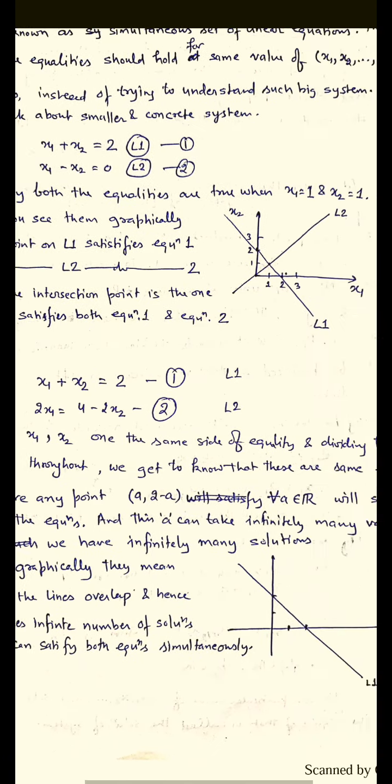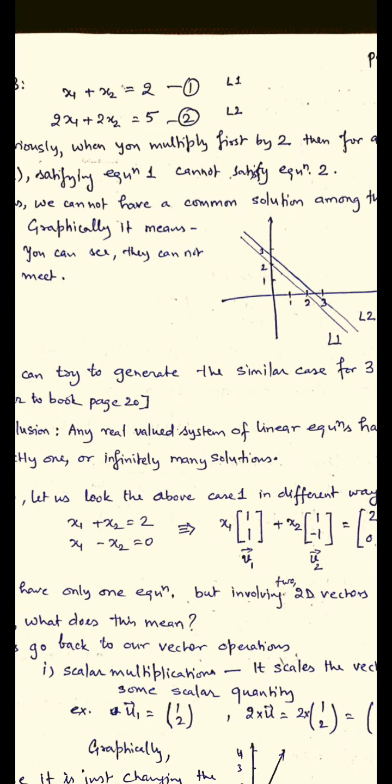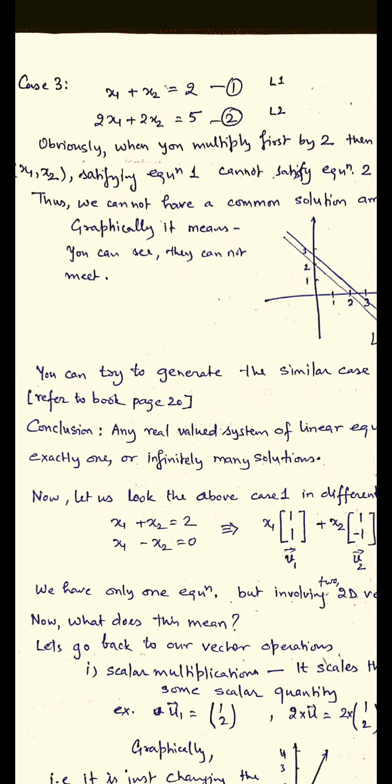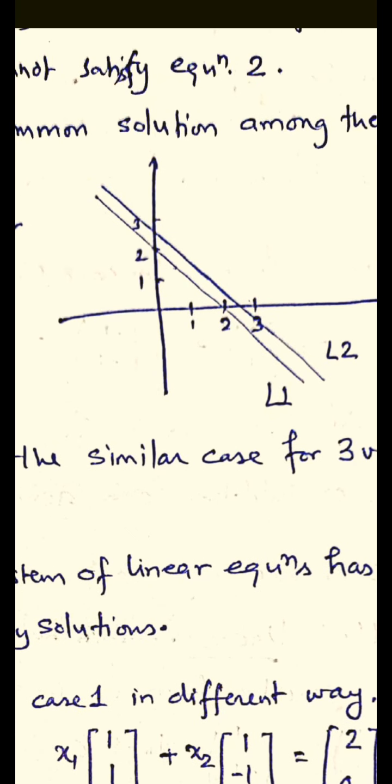Now going to case 3, where we have equations like x1 plus x2 is equal to 2 and 2x1 plus 2x2 is equal to 5, you can see that if you plot all the points that satisfy equation L1 and equation L2, then you feel that they never get a common solution. They never intersect, and that's why there is no solution.